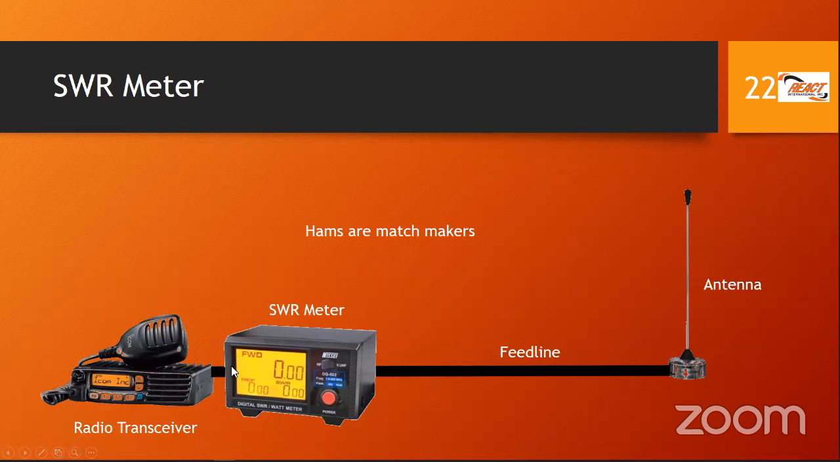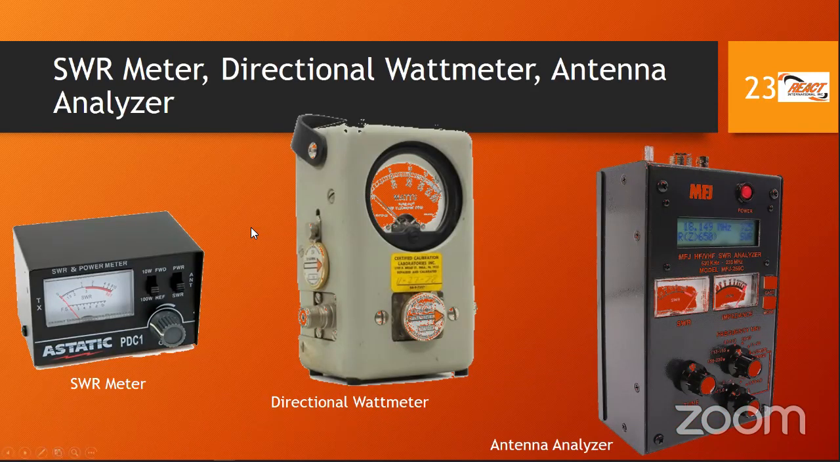You'll connect your radio to one port of the SWR meter, and the other port of the SWR meter goes to your feed line that goes to your antenna. So this is where you will physically connect your SWR meter and read off your SWR. Again, remember, hams are matchmakers. Now, there are different types of meters that will help you measure your SWR. One is the pure SWR meter, right? It will just read it off for you here. The other one is the directional watt meter.